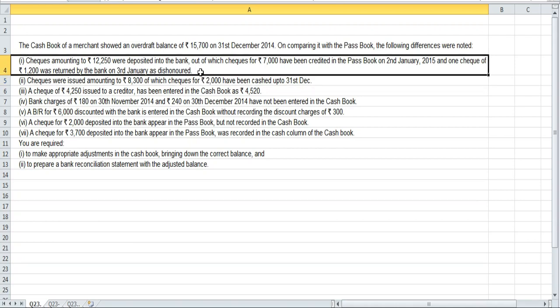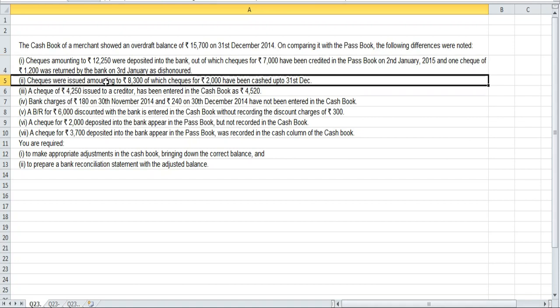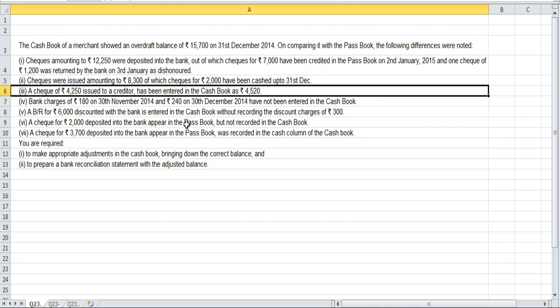Omission, you have omitted in this. 12,250 was deposited in the cash book, but 7,000 is credited in January, and one of the checks for 1,200 is returned back, dishonored. So this is omission. Omission means we have not recorded. And entering error means you have recorded but it is wrong. Now we'll come to 3, then you'll understand.